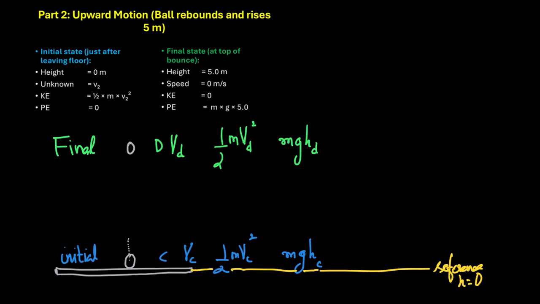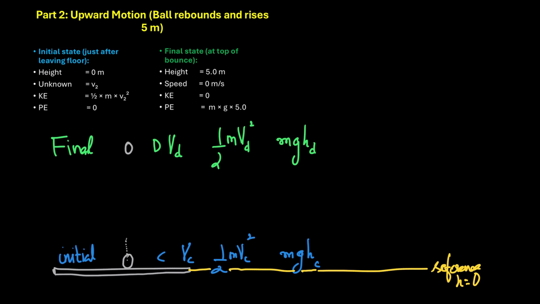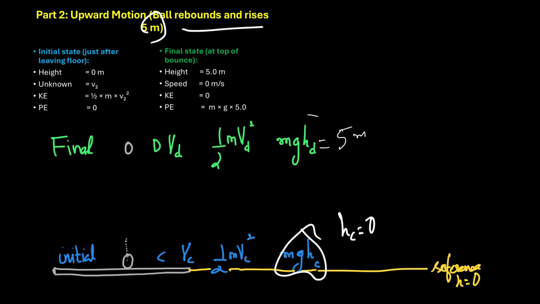Now, again, what happens during the upward motion? Initial position is C, final position is D, corresponding velocities are VC and VD, corresponding kinetic energies are half mVC squared and half mVD squared, and the corresponding potential energies are mgHC and mgHD. The reference here is h equal to 0, which is the ground, which means HC should be equal to 0. And the ball is rebounding and rising to 5 meters, therefore HD should be equal to 5 meters here.